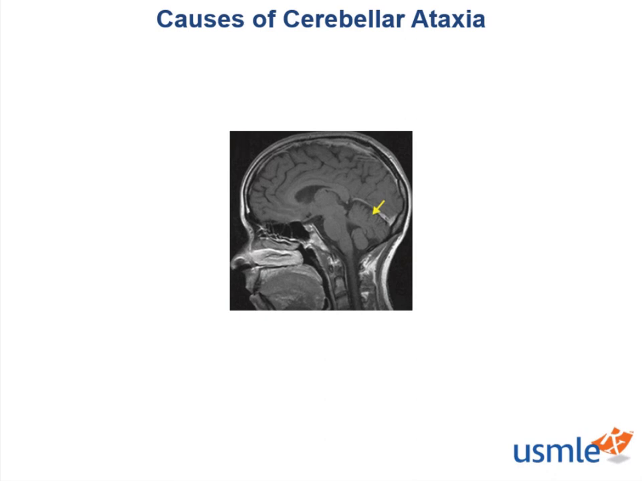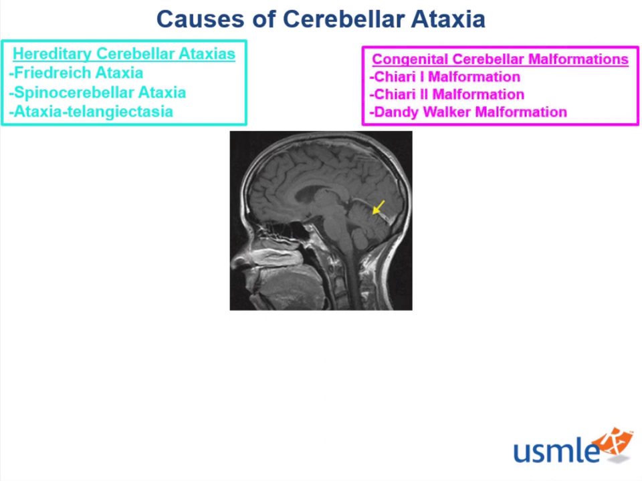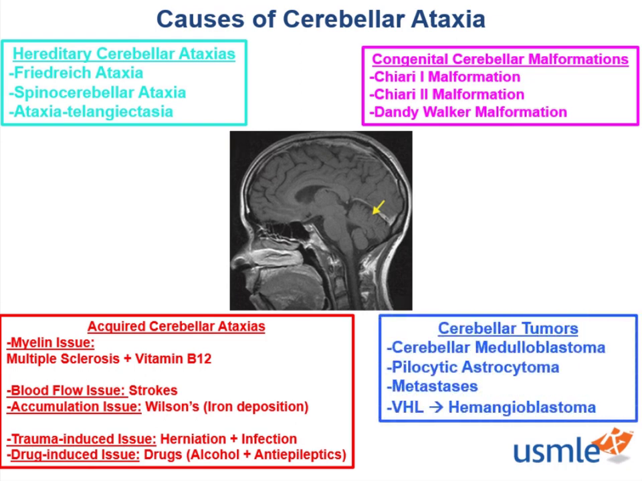In terms of causes of cerebellar ataxia, there are hereditary cerebellar ataxias, congenital cerebellar malformations, acquired causes of cerebellar ataxias, and cerebellar tumors. Pause, read over these, and we will discuss some examples in the coming slides.